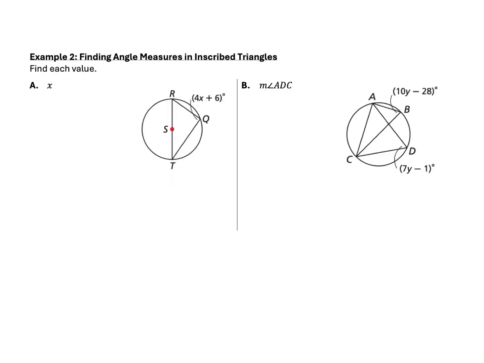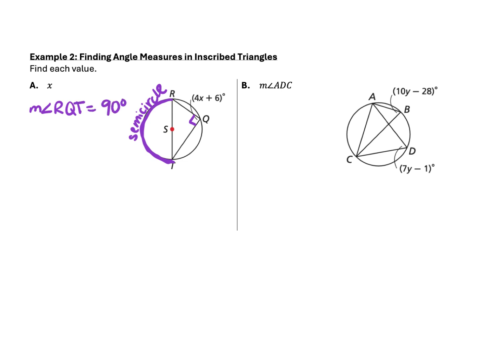Let's try a few examples. Here we're going to start by finding measures in inscribed triangles. The first one, we have an inscribed triangle, and notice in this triangle, the triangle subtends a semicircle. Arc TR is a semicircle, and that tells us by the theorem that we just filled out that angle RQT is a right angle, meaning its measure must be equal to 90 degrees.